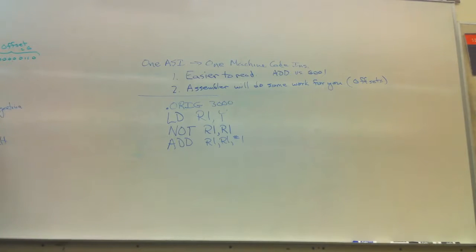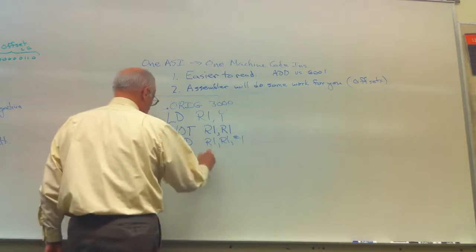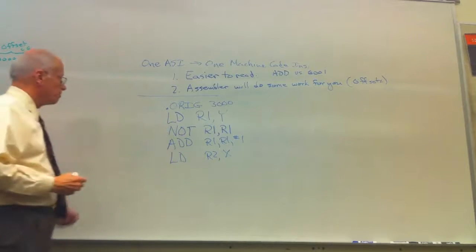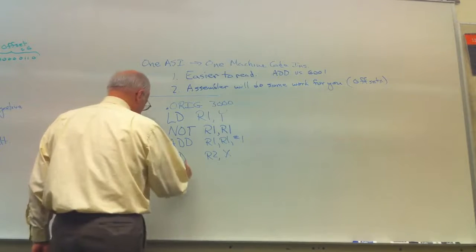Okay, so we loaded Y. We have now, at this point, found its negative. So now I need to fetch X. So I will load register 2 from X. So that's easy. Add them? Yeah, that's pretty easy.